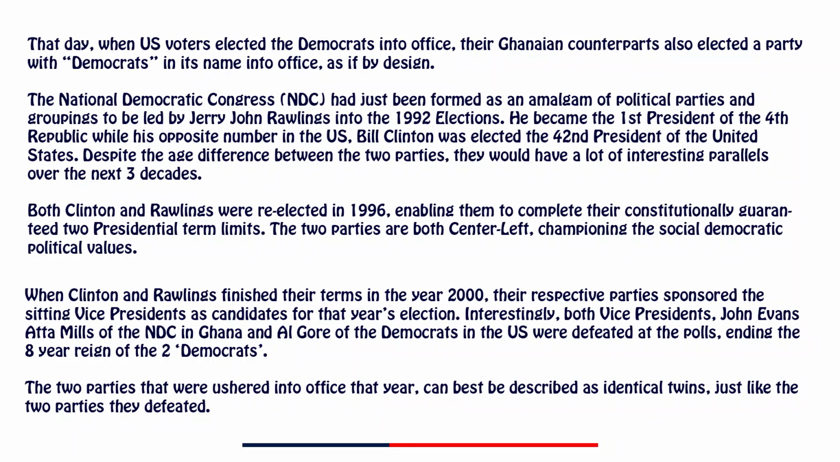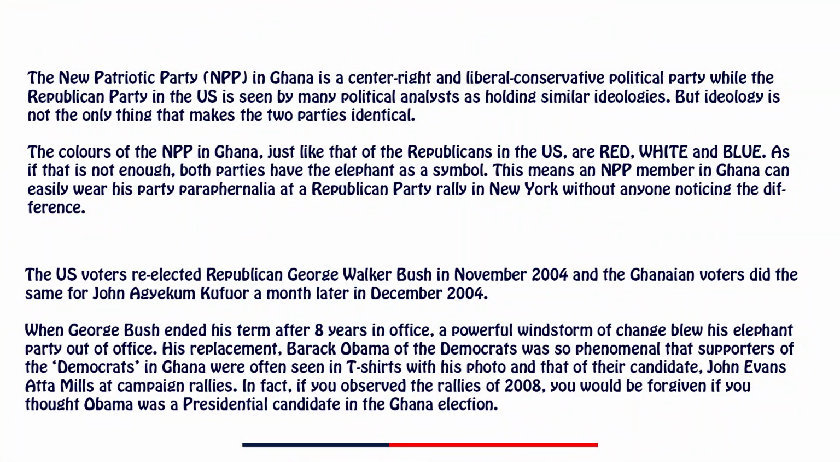Another similarity: the two parties that were ushered into office that year can best be described as identical twins, just like the two parties they defeated. The New Patriotic Party, NPP, in Ghana is a center-right and liberal conservative political party, while the Republican Party in the US is seen by many political analysts as holding similar ideologies. But ideology is not the only thing that makes these two parties identical.